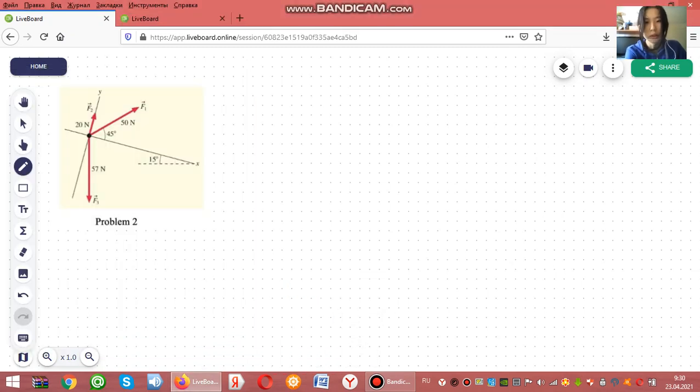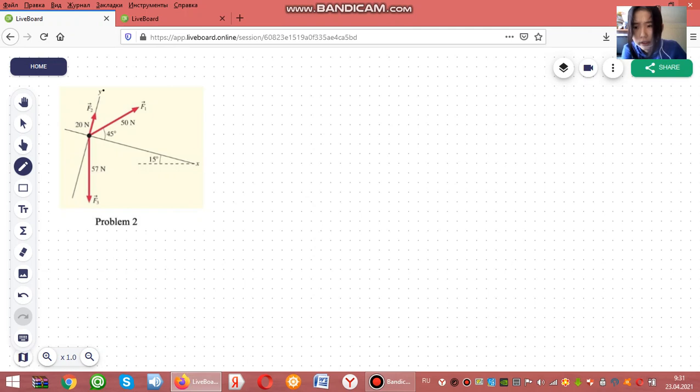Okay, what about the second task? Here, as you can see, we have three forces and we should find the net force. So, what does it mean, net force? It is F1 plus F2 plus F3. So, let's start here.